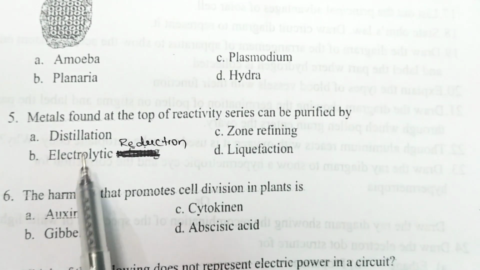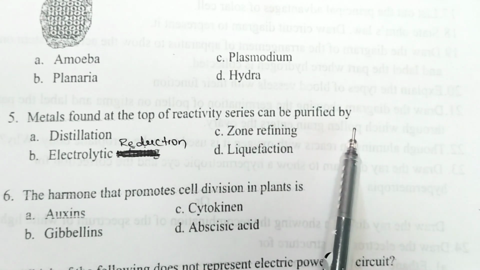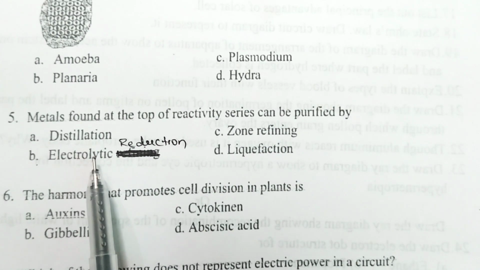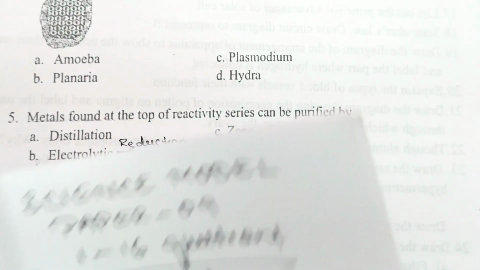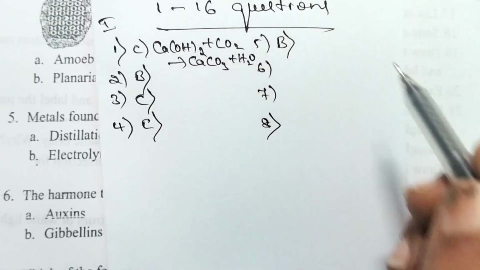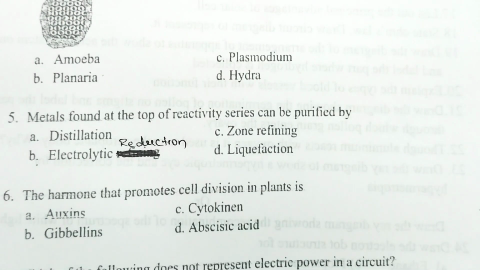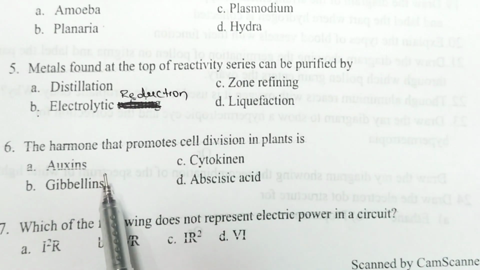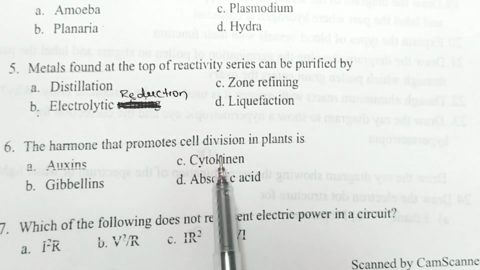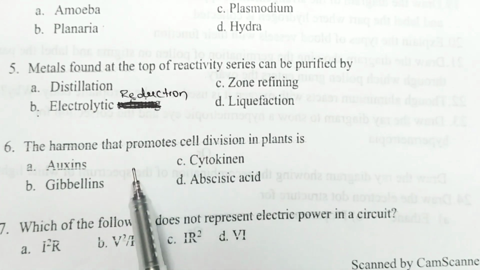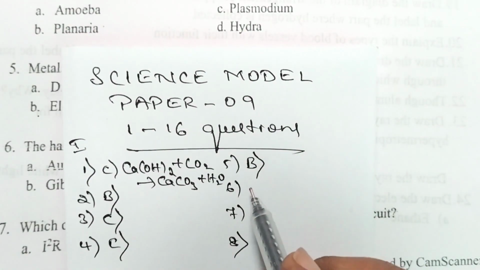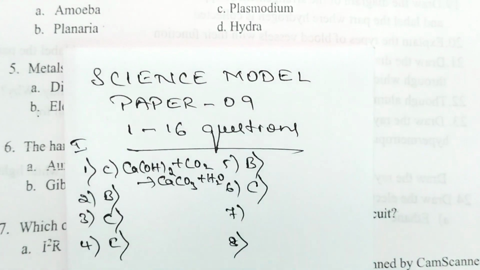Next, the metal found at the top of the reactivity series can be purified by, among these four options, electrolytic reduction. So for the fifth one, the right answer is electrolytic reduction, option B. Then coming to the sixth one: the hormone that promotes cell division in plants. Which is the hormone responsible for cell division? Among these four options, the right answer is option C, cytokinin. For the sixth one, option C is the answer.